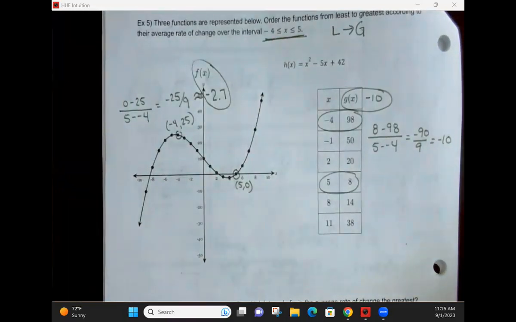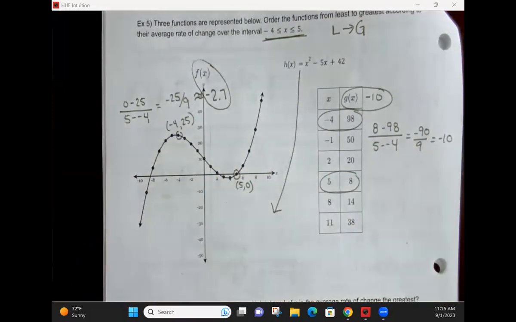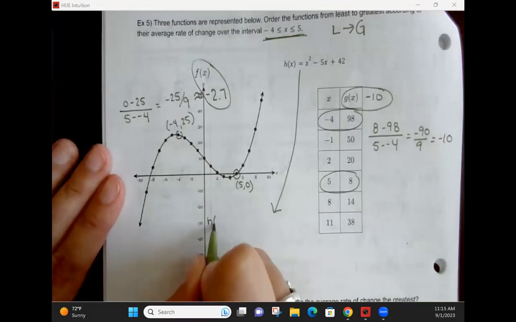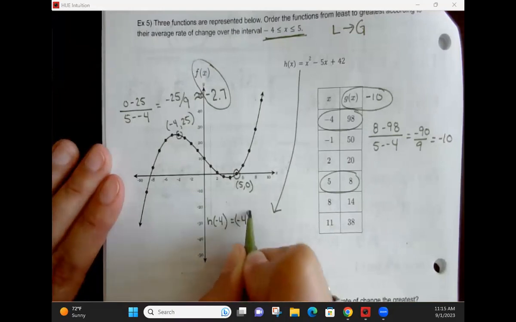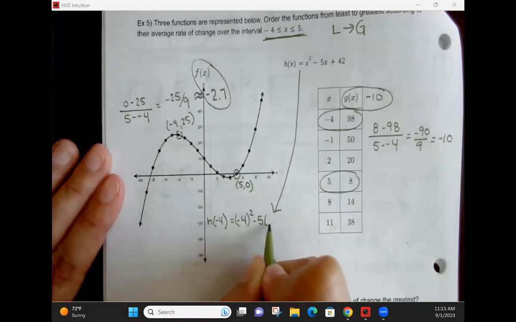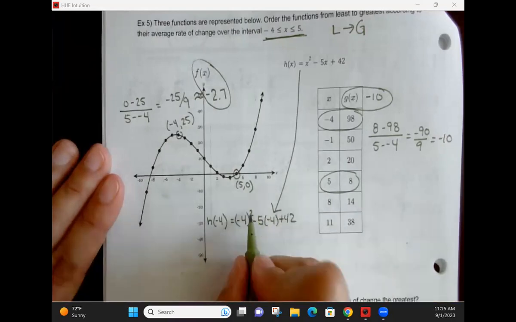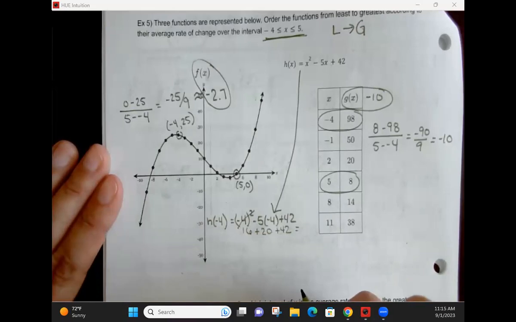And then h of x is going to be our most work here. I'm going to look at this one down here, because I have to actually go find the y values. So I need to start by finding h of -4. That would be -4 squared minus 5 times -4 plus 42. So that's 16 plus 20 plus 42, which would be 78.